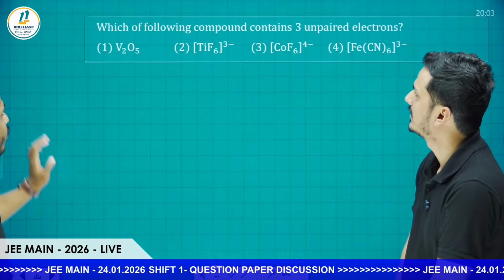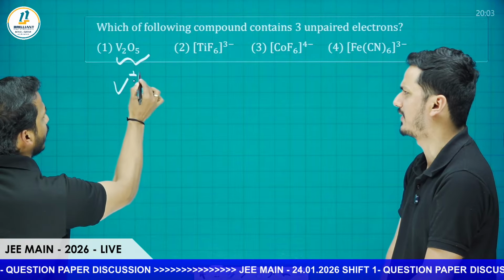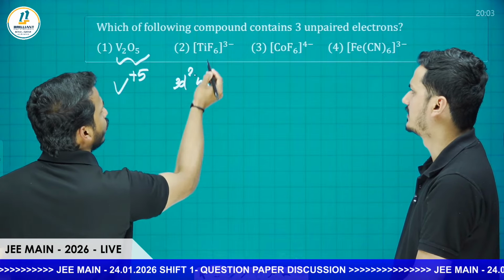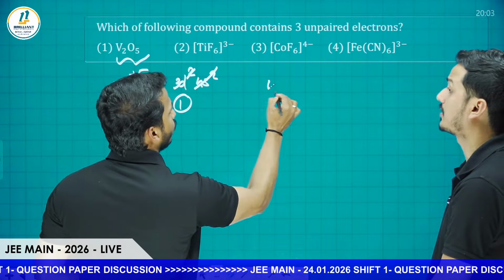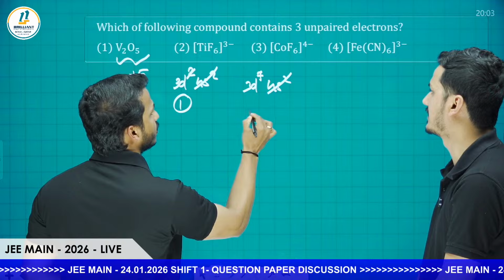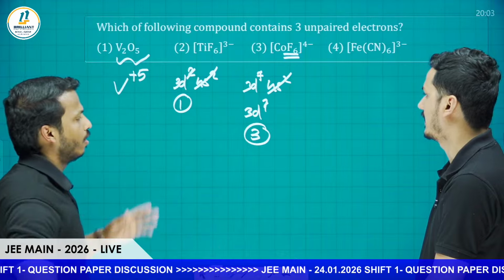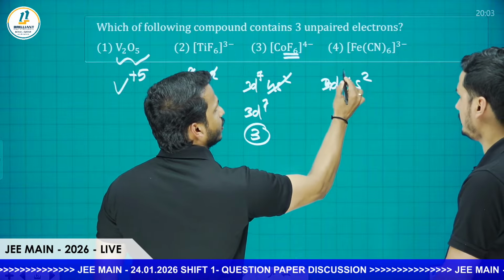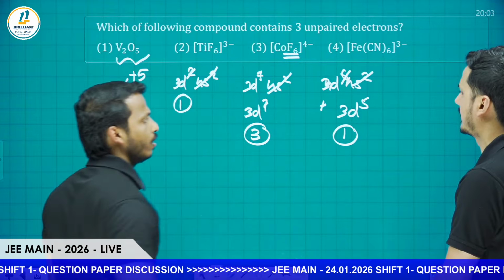Option 1. Then which of the following compounds contains 3 unpaired electrons? In V2O5, vanadium is in the +5 state, so no unpaired electron. In TiF6 3-, titanium is 4s2 3d2, and since it is 3+, it is 3d1, so one unpaired electron. Here it is cobalt 2+, 3d7, with a weak field ligand t2g, so there will be 3 unpaired electrons. And in Fe(CN)6 3-, Fe is 4s2 3d6 and Fe 3+ gives 3d5, with a strong ligand, so pairing takes place and there is 1 unpaired electron.